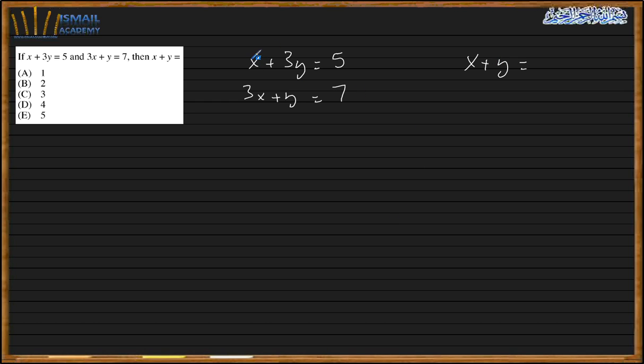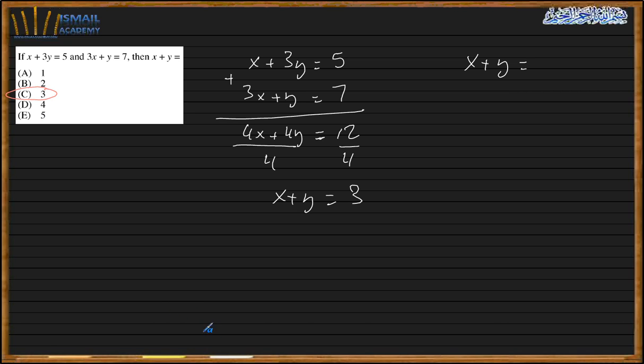So here look at this. x, 3x, 3y, y. That means if I add those two, I get 4x plus 4y equal 12. If I divide by 4, I get x plus y equal 3. So I don't need to know what is x and what is y in order for me to get their sum. So the answer is C.